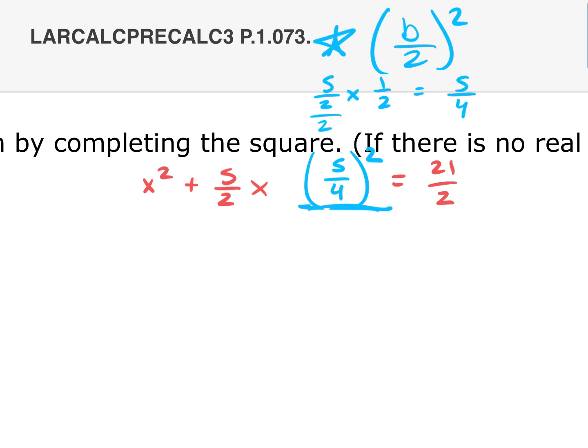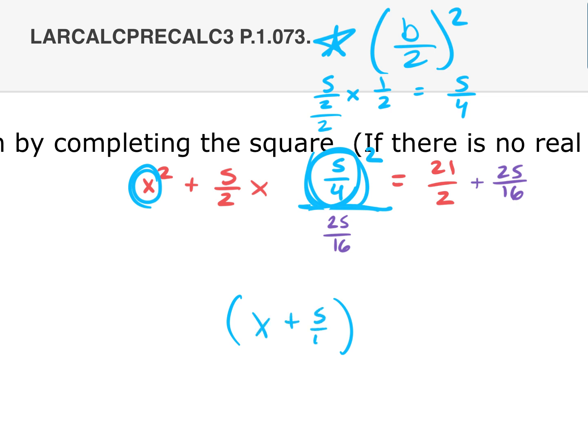Now we have to make sure we keep our equation balanced. I just put this 5 over 4 squared out of nowhere. I plugged it into the left side of my equation, so I also have to remember to add it to the right side too. So 5 over 4 squared would be 25 over 16. So I'm going to add 25 over 16 to the right side. Now in my parentheses squared, I'm going to put my x and 5 over 4. So x plus 5 over 4 squared.